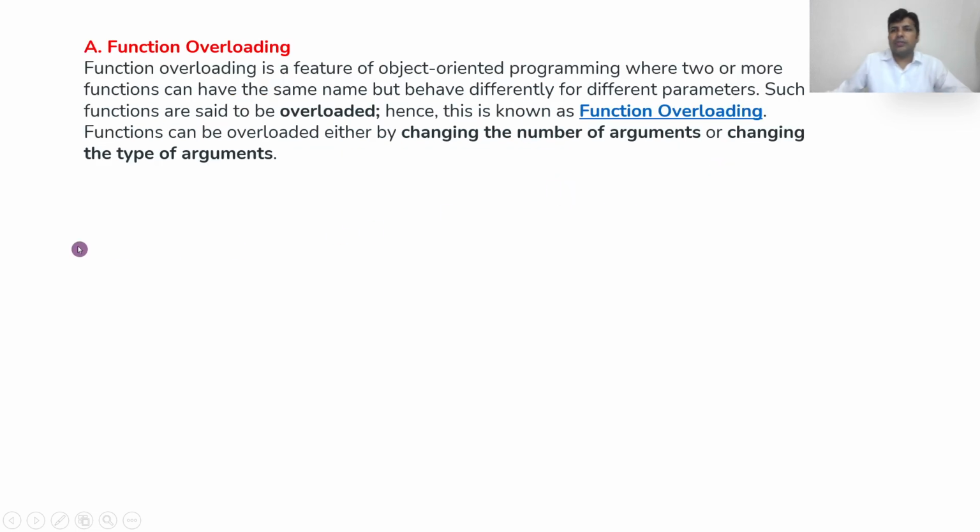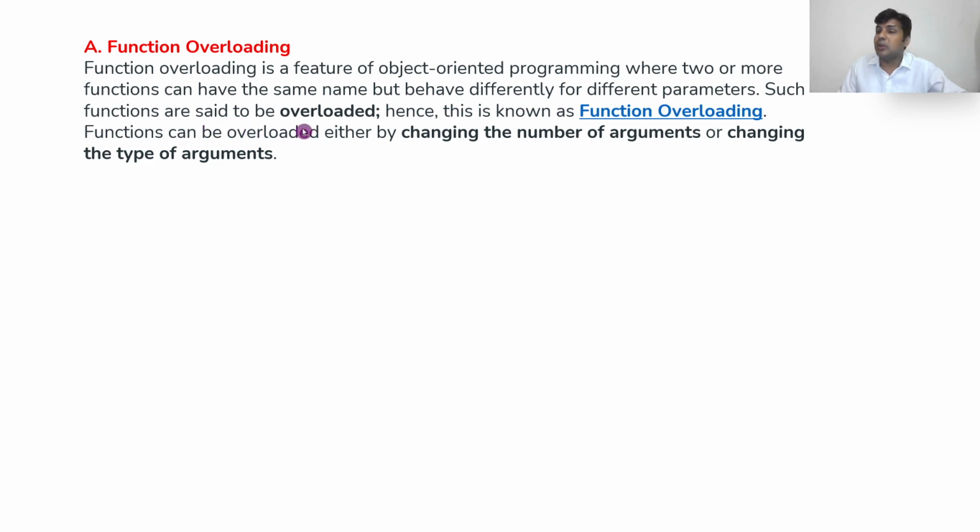Now what is function overloading? Function overloading is a feature of object-oriented programming where two or more functions can have the same name but behave differently for different parameters. Just now we took the example of a person. His name is the same, but when he goes to a different place, he acts differently. At home he acts like a son, in the market like a customer, at school like a student. Here also the function name will be the same, but it will act in a different way. Let me explain how it will work. Same name, but behaves differently for different parameters.